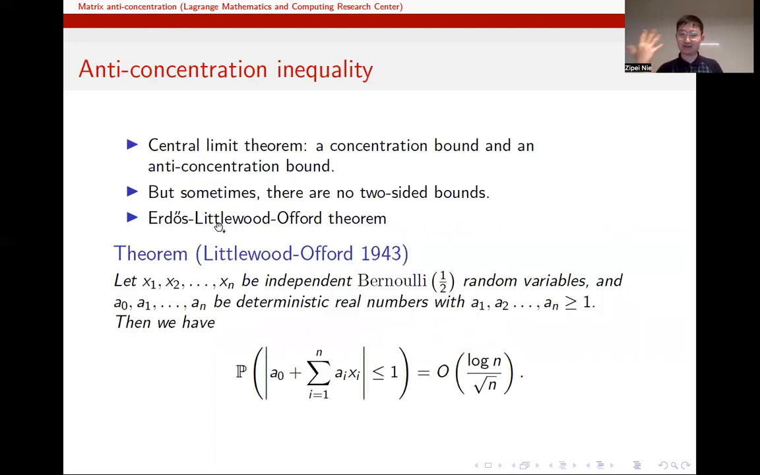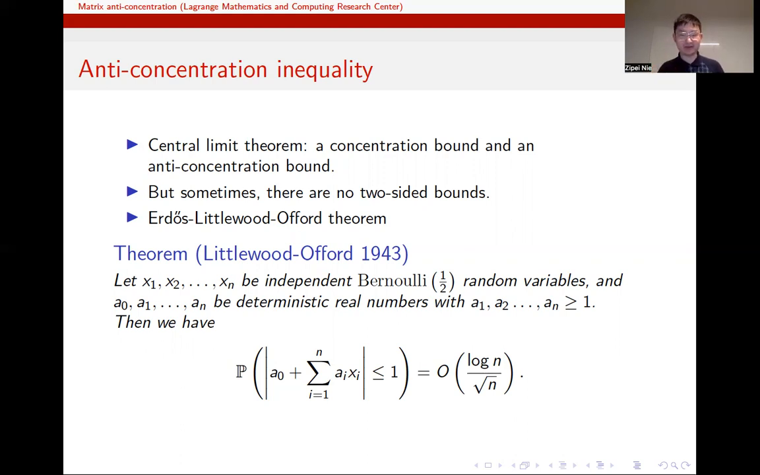And the anti-concentration inequality is, as usual, a reversed form of a concentration inequality. It lower bounds the deviation of a random variable from any given deterministic value. The central limit theorem, in many cases, can give a concentration bound and an anti-concentration bound at the same time. However, this is not always the case.